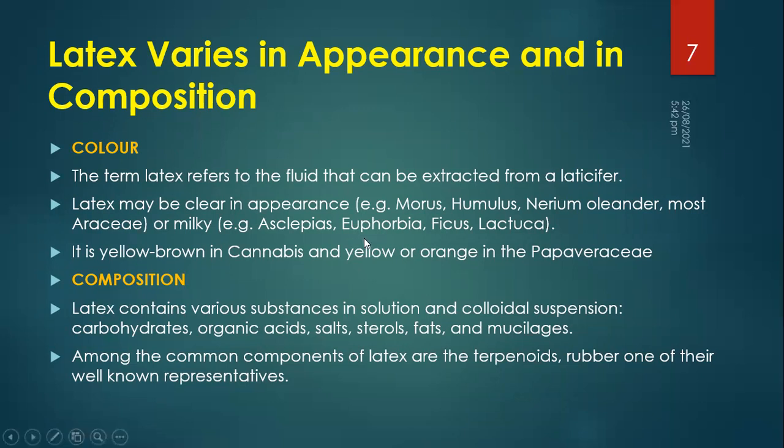The latex contains various substances in solution and colloidal suspension, for example carbohydrates, organic acids, salts, sterols, fats, and mucilages. Among the common components of the latex are the terpenoids, rubber. One of their well-known representatives is rubber.